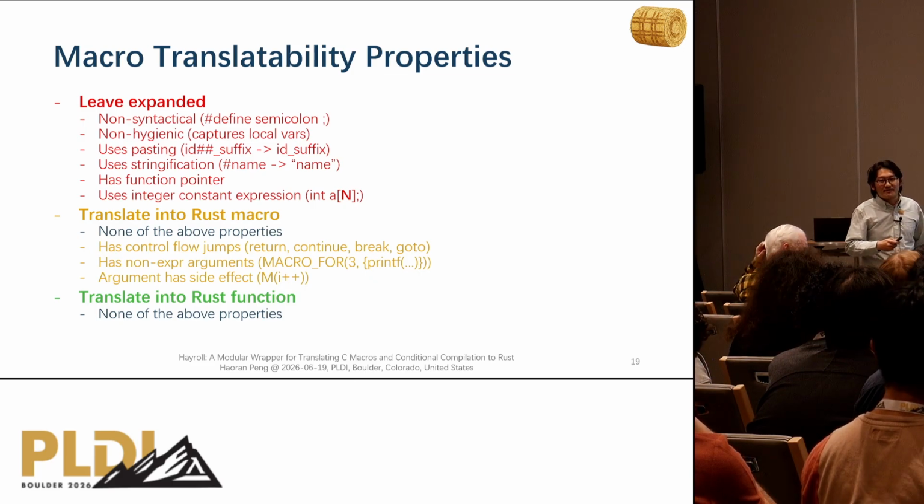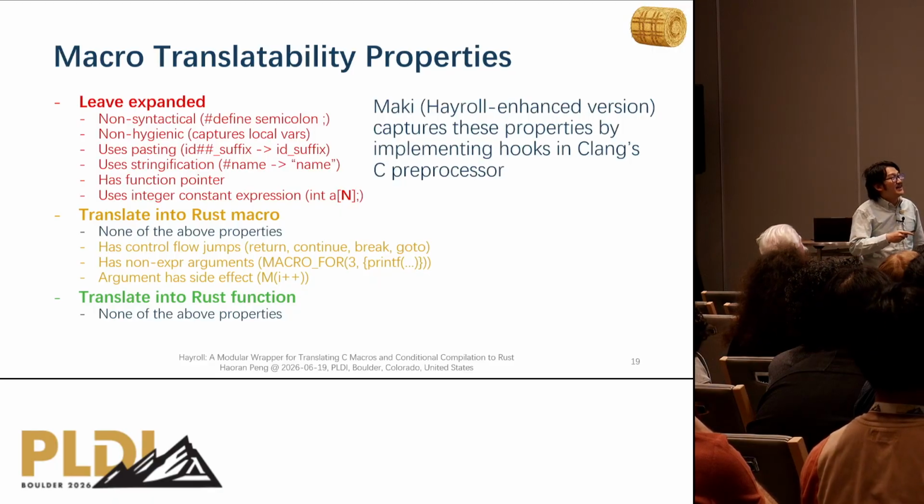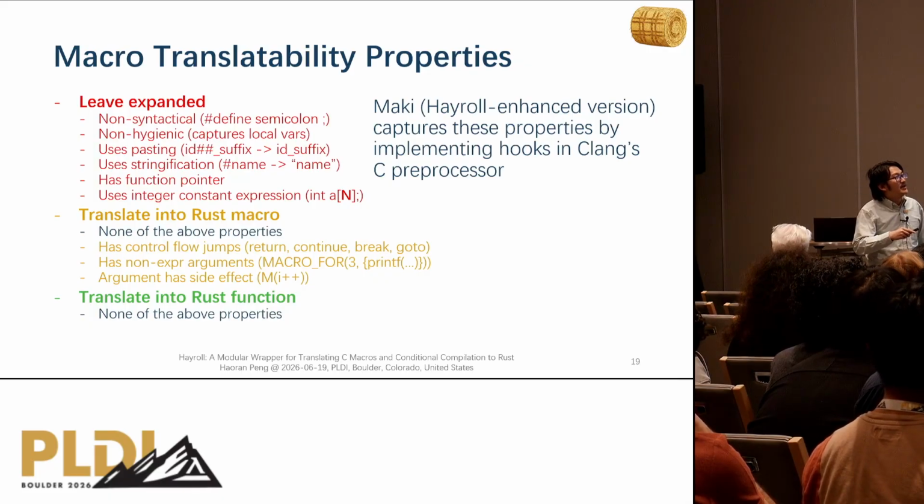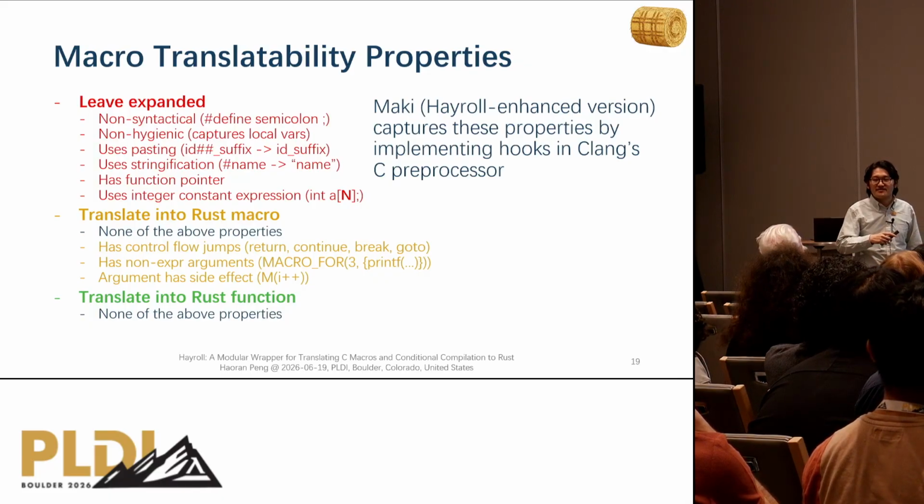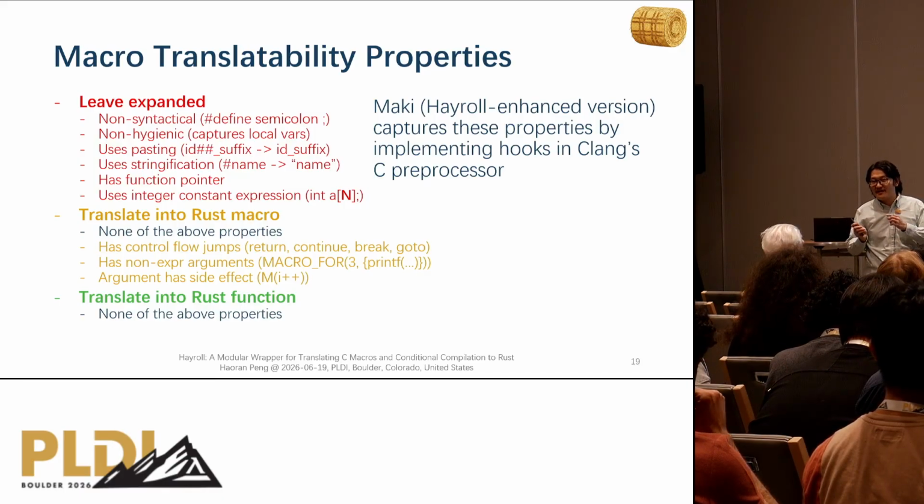And how do we know these properties? We made use of Maki, and also we modified it a little bit. It was able to capture these properties by implementing a hook in Clang's C preprocessor, essentially aligning them to AST nodes that have these properties, if they align with AST nodes at all.